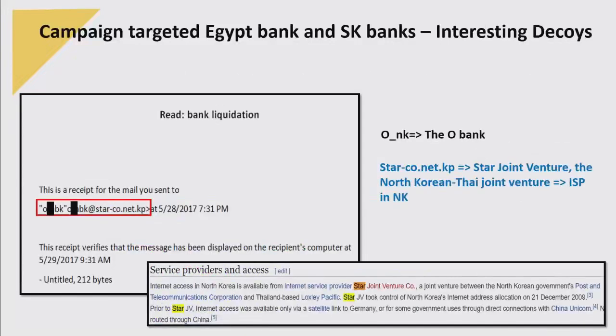However, the malware is not the interesting part in this case. The interesting part in this case is the decoy file. This is the first decoy file we found in these two samples, and you can see the title is bank liquidation.